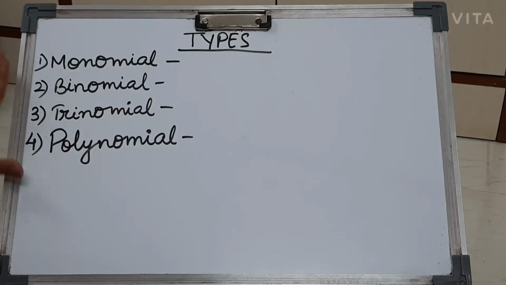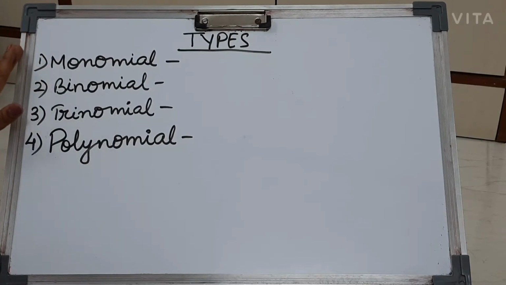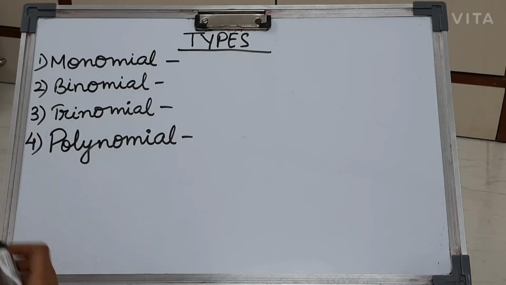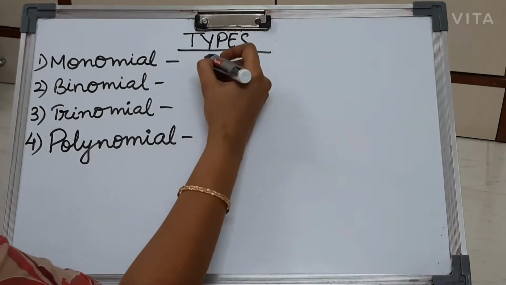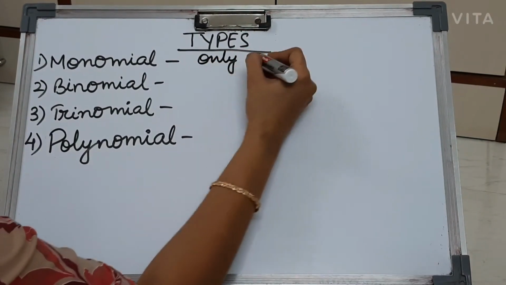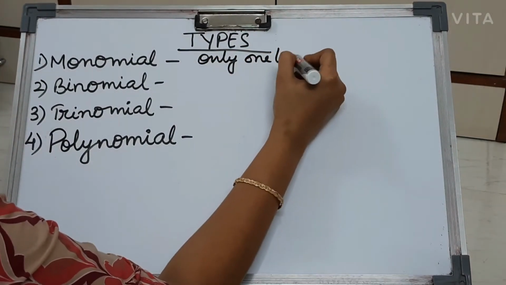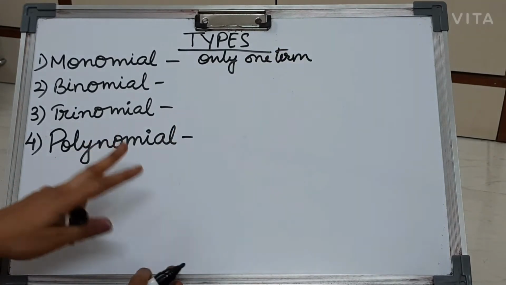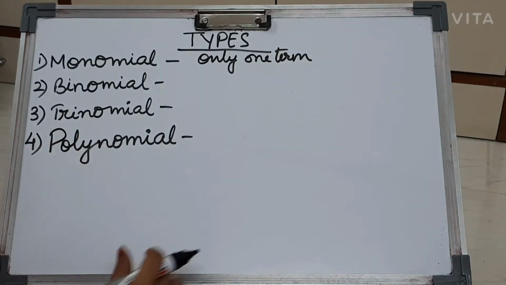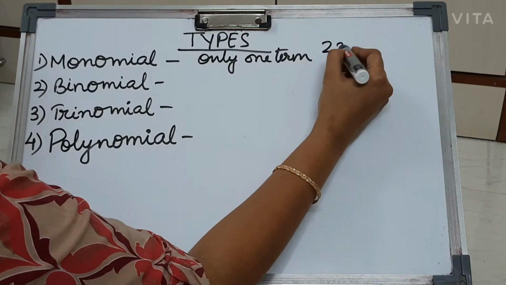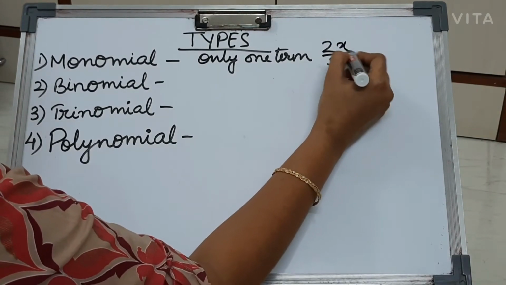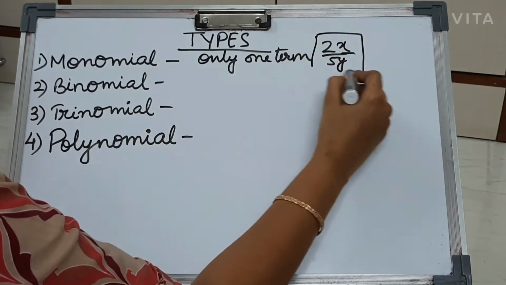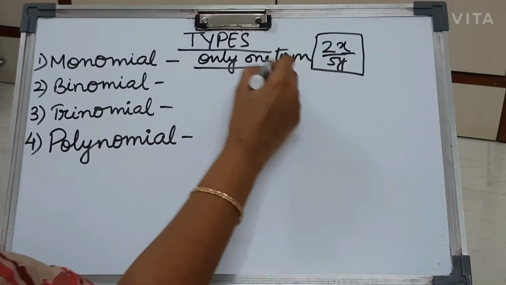Now these are the types of algebraic expressions. First is monomial. What is a monomial? Mono means it relates to only one term. One term means, we know, an algebraic expression is separated only by plus and minus. So if we take here 2x by 5y, this is an example of a monomial because it has only one term.